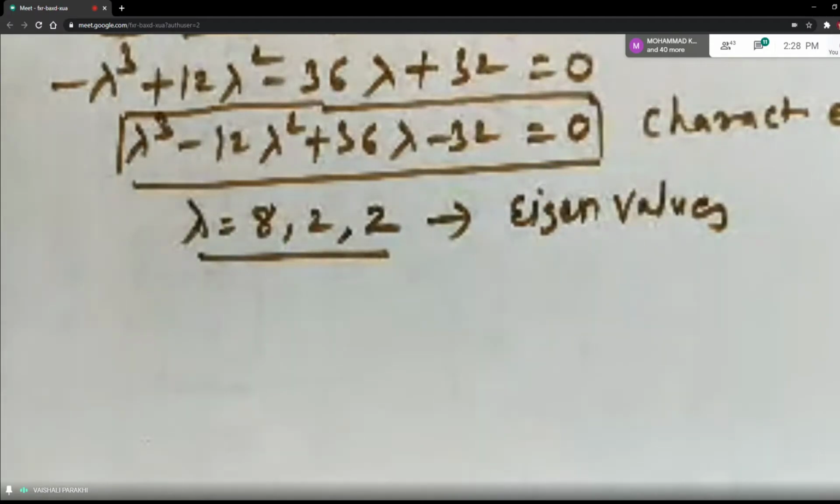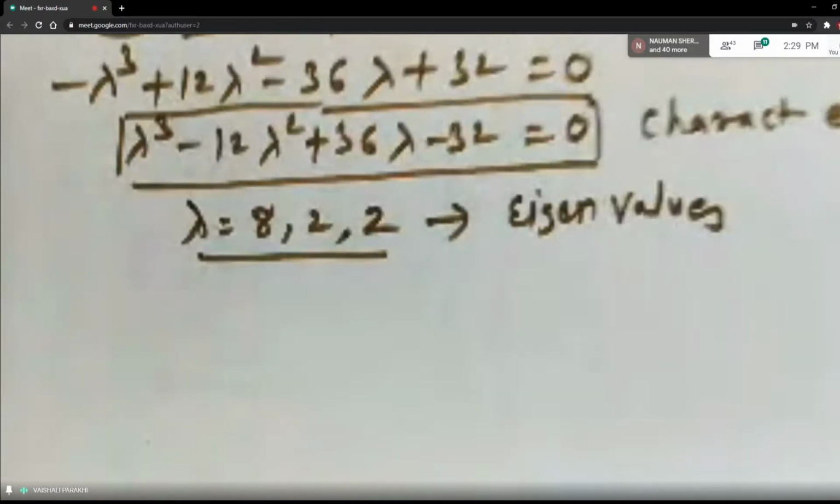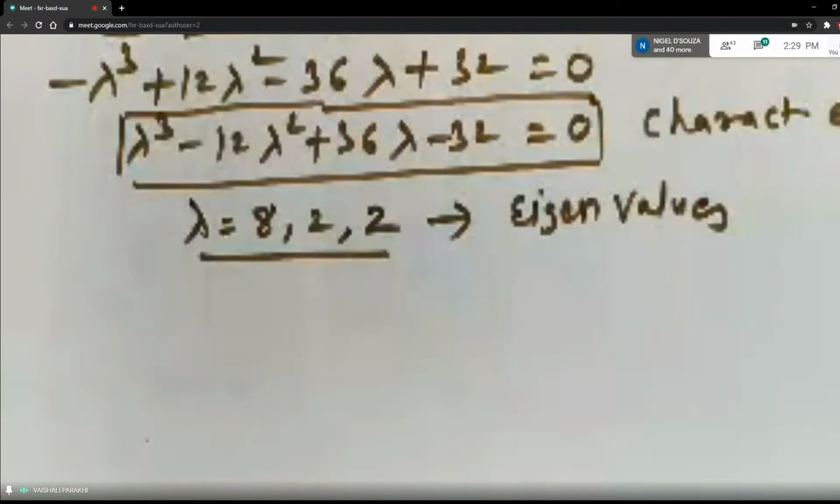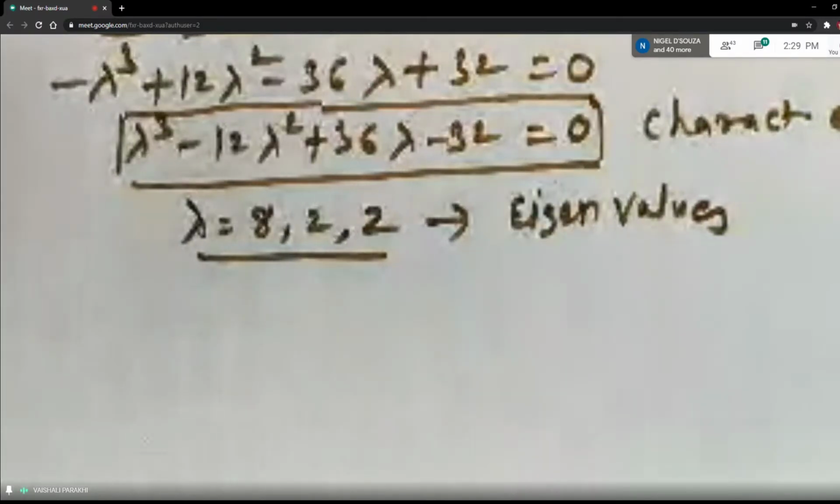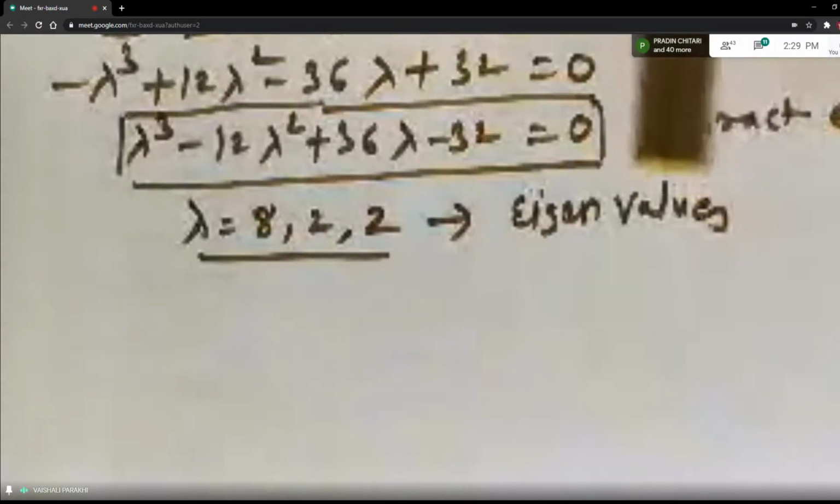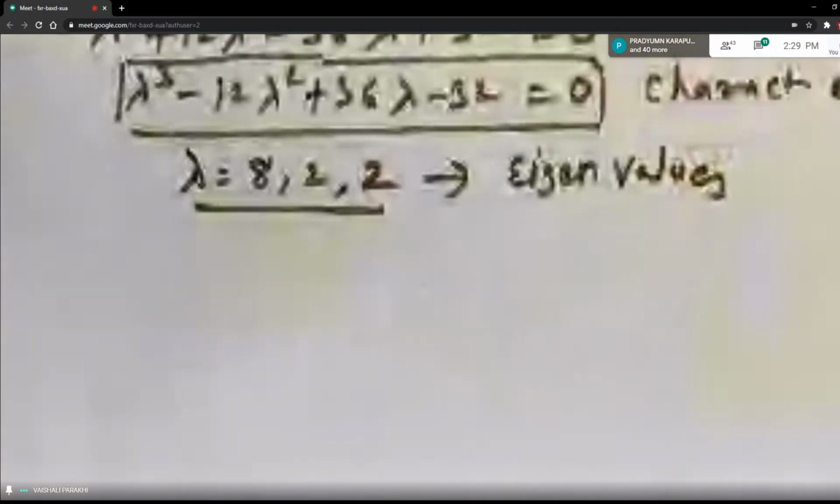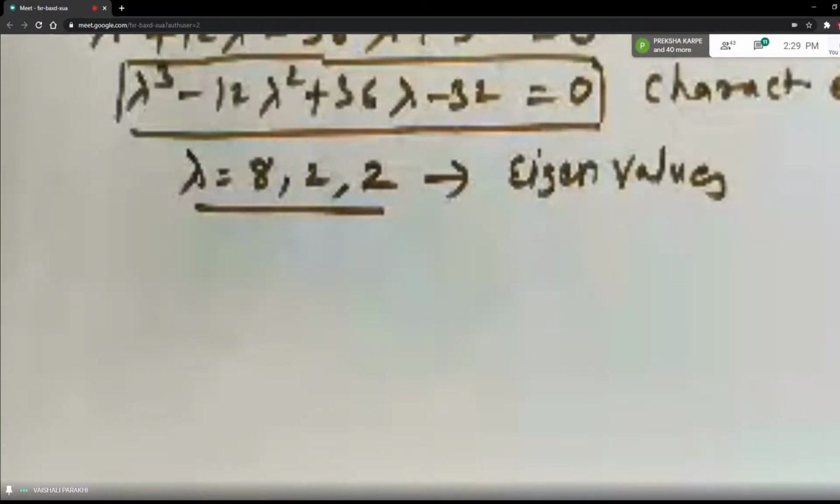Now how to check whether your eigenvalues are correct or not? Because after doing so much, if you make some mistake, your eigenvalues may be wrong, and based on eigenvalues there are so many things you will be doing further. To check this, there is a property of eigenvalues. The sum of the diagonal elements of the original given matrix should be the same as the sum of your eigenvalues.